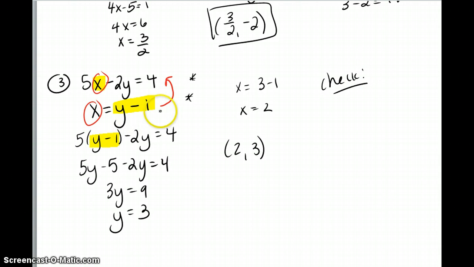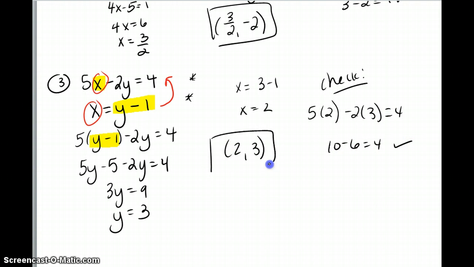Since we just used the bottom equation to find the missing variable, I'm going to go ahead and use the top equation and check my work. So 5 times 2 minus 2 times 3 equals 4. 10 minus 6 equals 4. Make sure when you guys do the arithmetic that it actually makes sense. Don't do this, because that obviously is not true. Okay, so when you check, make sure that it works, and 2, 3 is your answer.